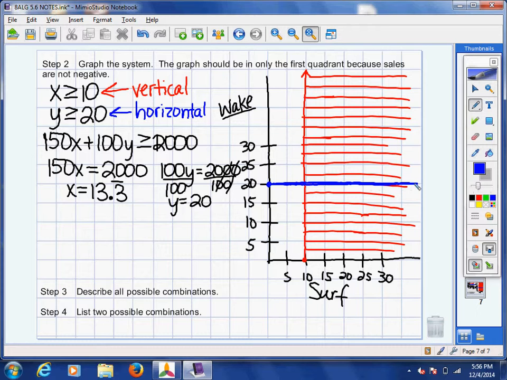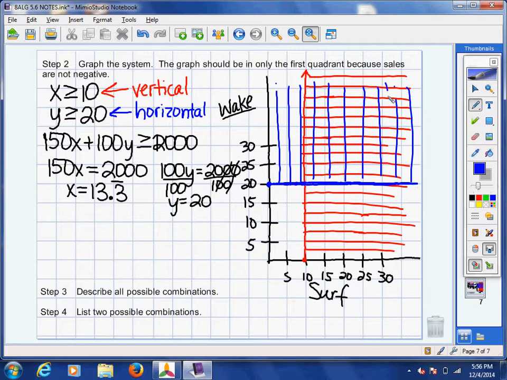And then I'm going to shade all the points that are greater than 20. Well, that's all the numbers above 20. So I'm going to shade here. Already we see a crosshatch looking good. Okay, get that nice and where you can see it real good. All right, now I'm going to switch colors again. I'll go to that neon green.